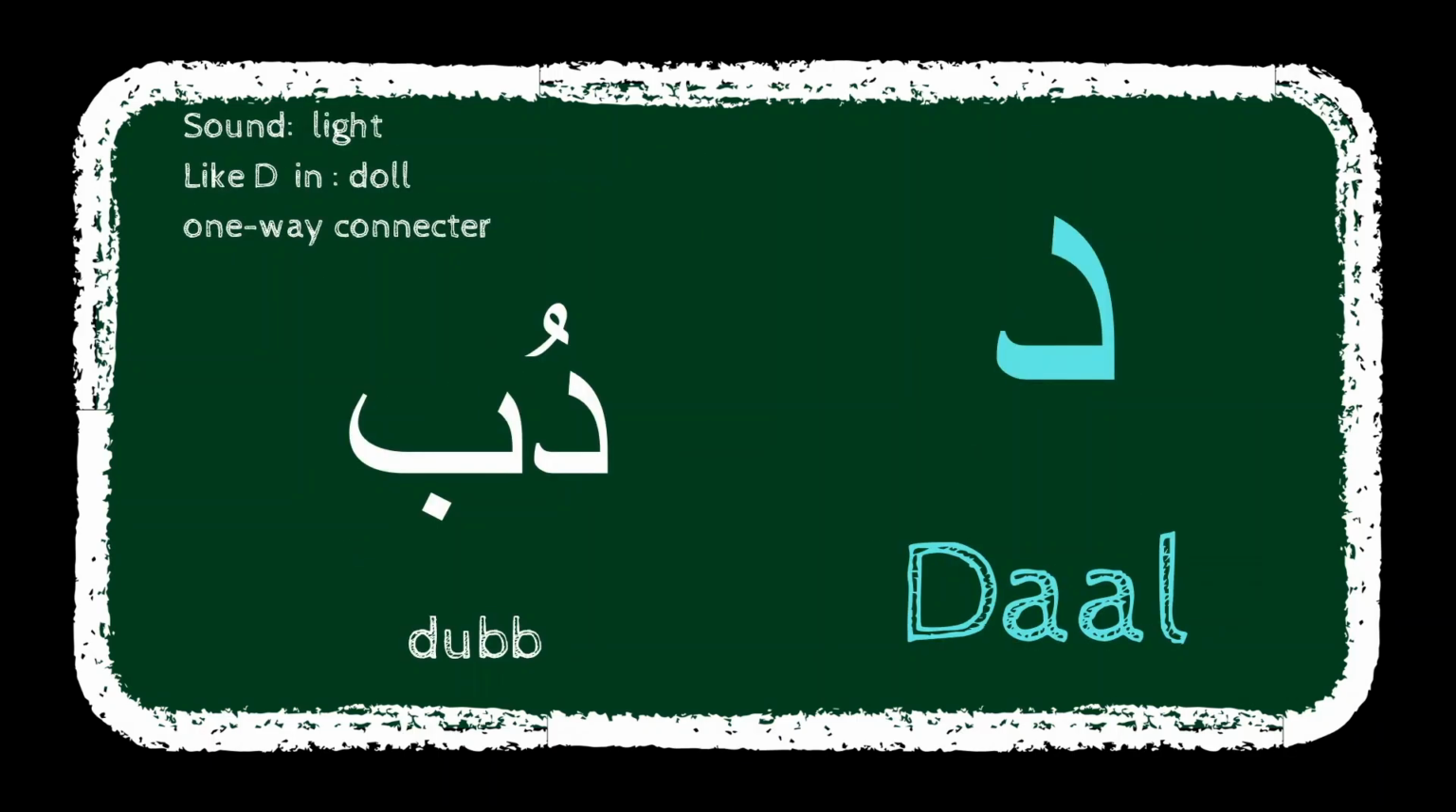Next letter is dal, and dal is a light letter, and it's very similar to the letter D in the word door or doll, and this one is a one-way connector, and this is how it's pronounced. It's pronounced d. This is the letter, and this word is dub, dub.